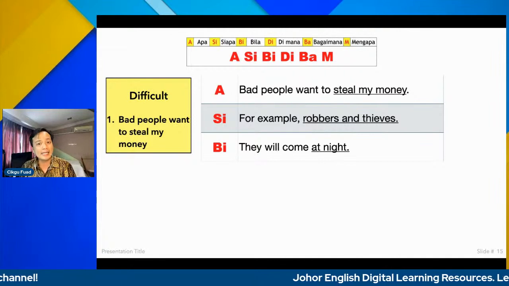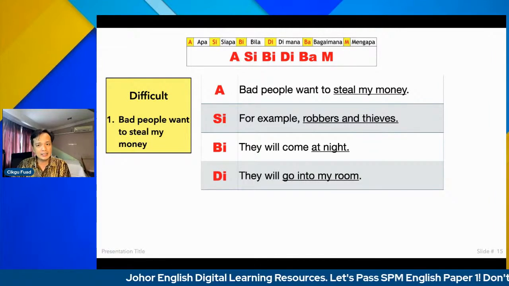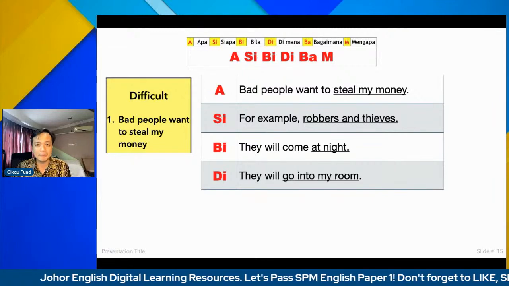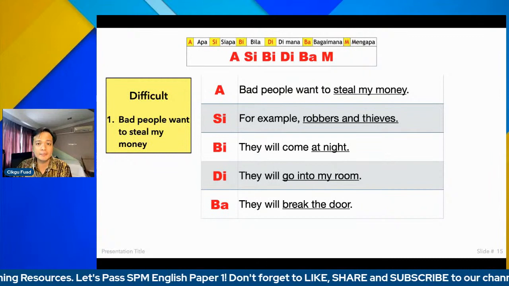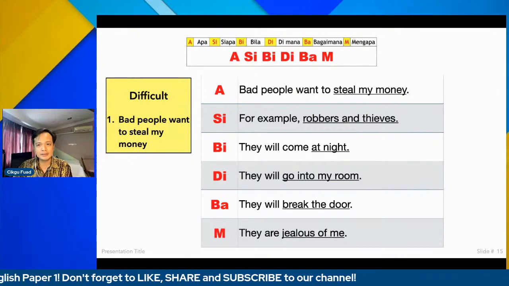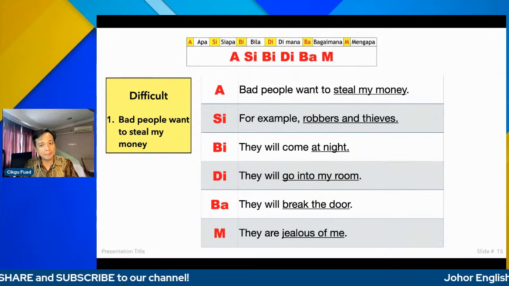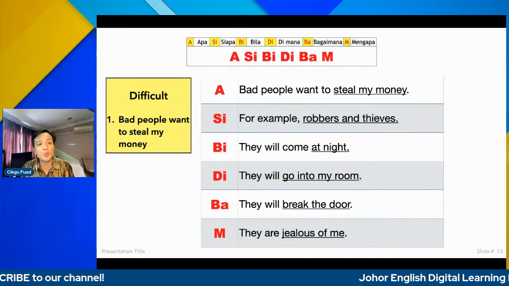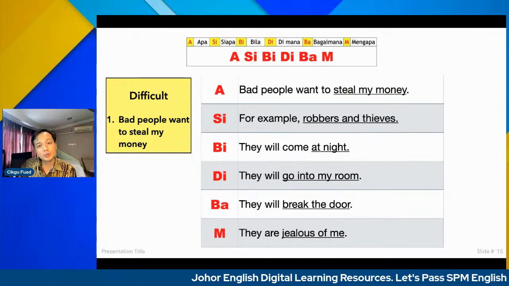Perhaps they will come at night. Okay, and then di mana? They will go into my room to take my money. And then bagaimana? How are they going to steal my money? They will break the door. And lastly, mengapa? Mengapa dia nak curi? Because they are jealous of me. Or perhaps you can write, but they also want money too, because they also want to feel to be rich.